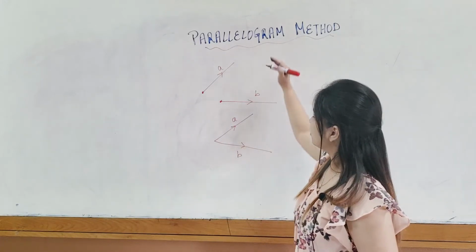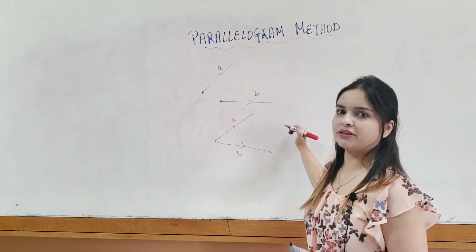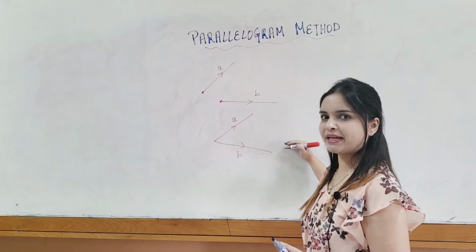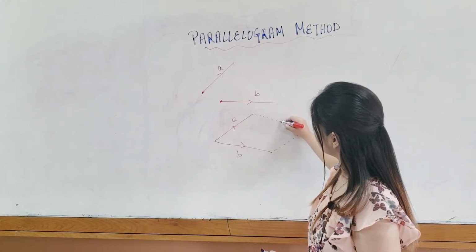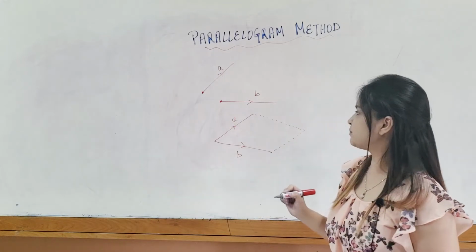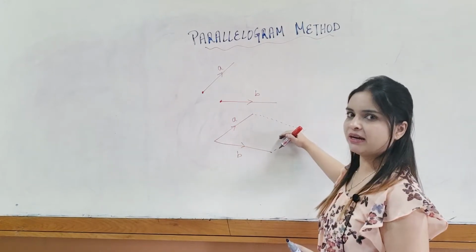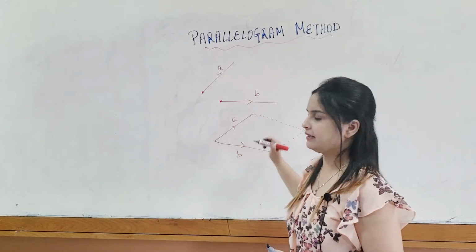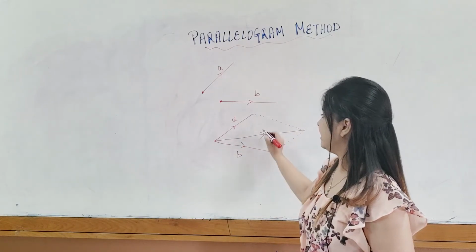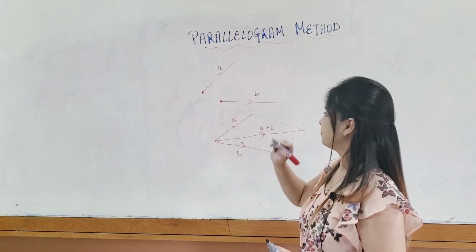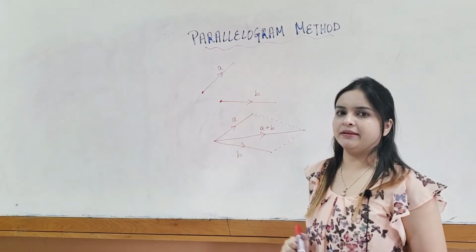Like the name says, parallelogram, you have to make a parallelogram first. These are two sides of a parallelogram, make the two other sides. This becomes my parallelogram. Now the diagonal of this parallelogram will give you the resultant. So that means this vector is my A plus B. So this will be the resultant of A and B.